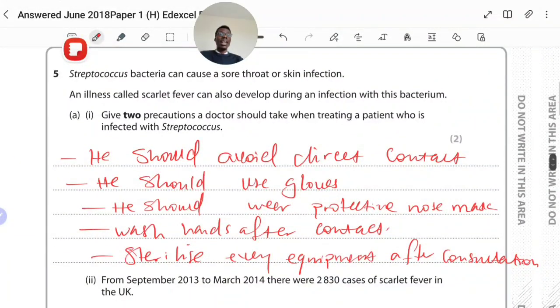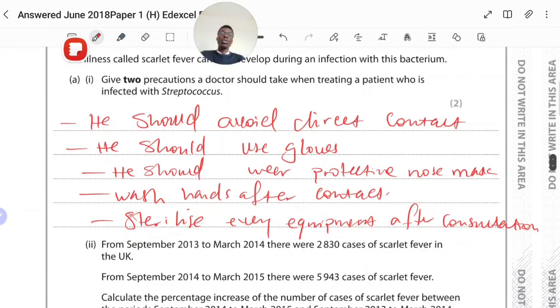Okay. He should avoid direct contact if possible. He should use gloves if he has to touch the patient. If you talk about infection and response, communicable diseases, the way you prevent it, he should wear a protective nose mask, so that when the patient sneezes or anything, it won't get to him. Wash hands after contact. Then sterilize every equipment that was used after the consultation. So while he was attending to the patient, anything he used should be sterilized so that it won't transfer that to the next patient or even to himself.